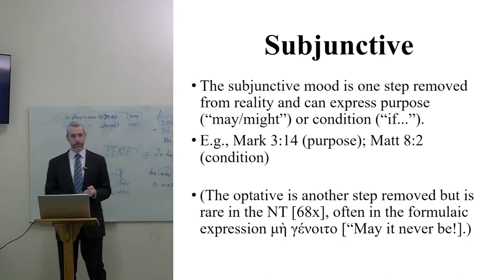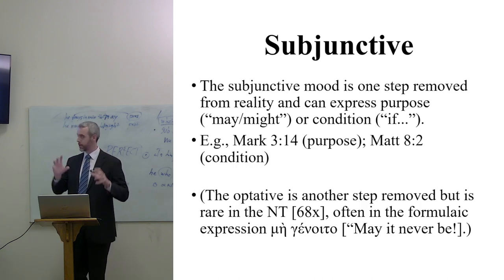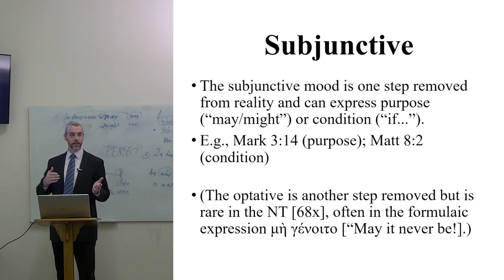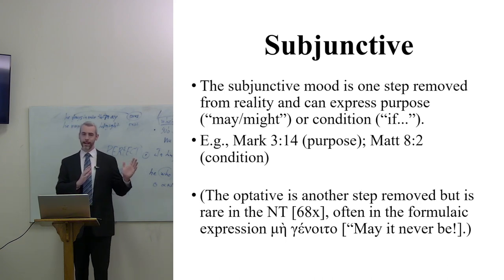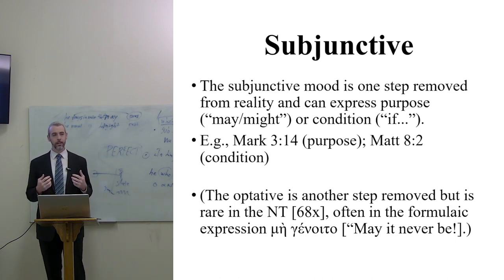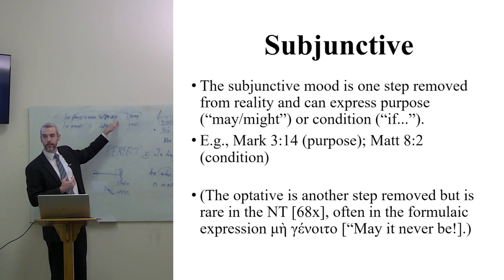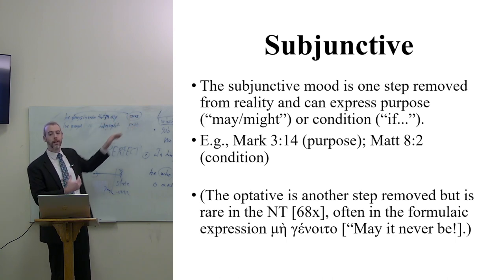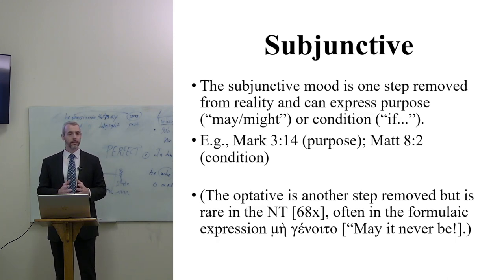So let's talk about the subjunctive. And again, I want us to think subjunctive: possibility or probability. Let's get the terminology in our mind, because when we look at our interlinear and it says subjunctive, we need to know this is what a subjunctive is. So a subjunctive mood is one step removed from reality, and it can express purpose or condition. So in Greek, if you had the word "in order that" for purpose, you're going to have a subjunctive verb that follows it because it's showing intentionality: in order that he may. If you have an if clause, you're probably going to have a subjunctive.